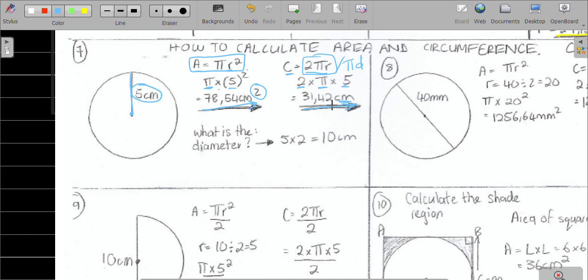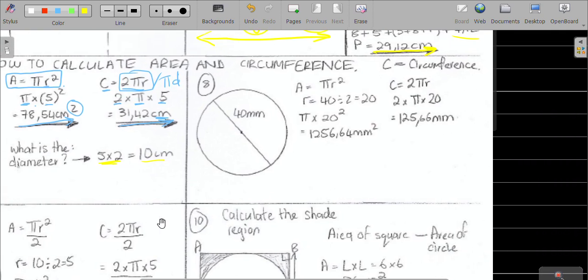Again, I'm rounding off to 2 decimal places. If I had to ask a bonus question for 1 or 2 marks, what is the diameter of this circle? We know that the diameter of a circle goes from a point on the circumference, through the center of the circle, to the other side of the circumference. So it is double the radius. 5 times 2 makes 10 centimeters.